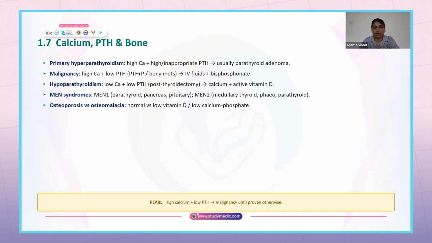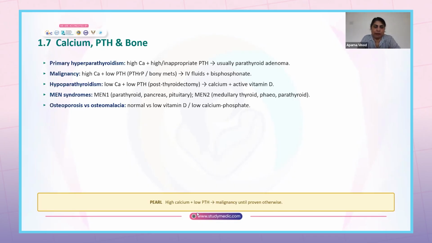Coming to calcium, parathormone, and bone metabolism. So here you need to know about primary hyperparathyroidism, malignancies, hypoparathyroidism, MEN syndromes, osteoporosis, and osteomalacia.